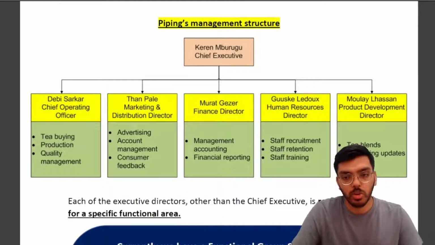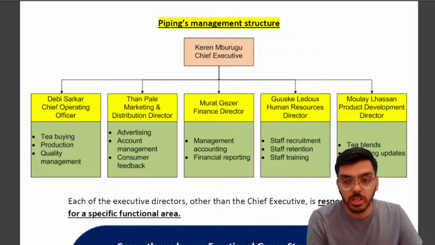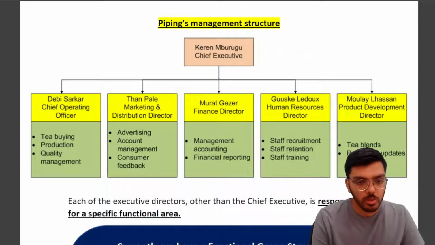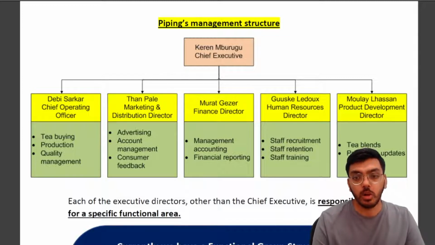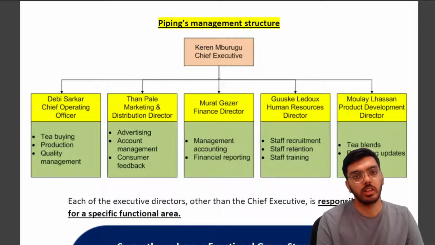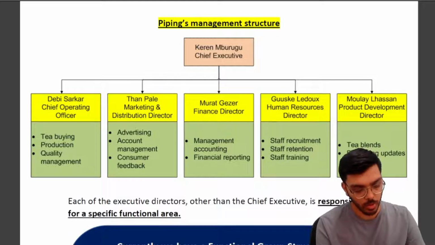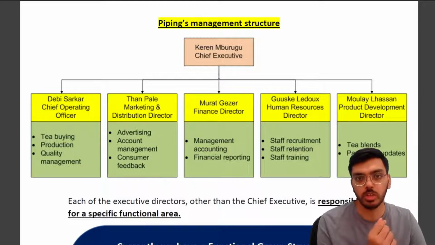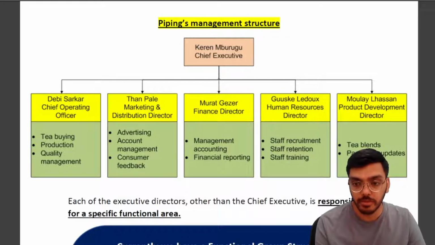We speak about Piping's management structure now. This structure is also important for us to understand how this company could be working. Firstly, let's look at the top. We have Karen Ambarugu, who is the chief executive.